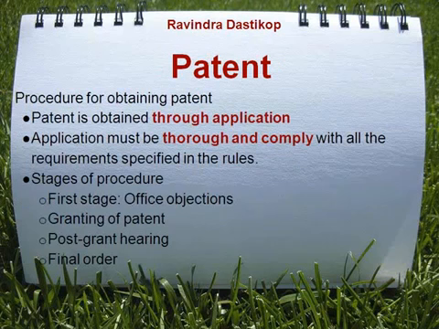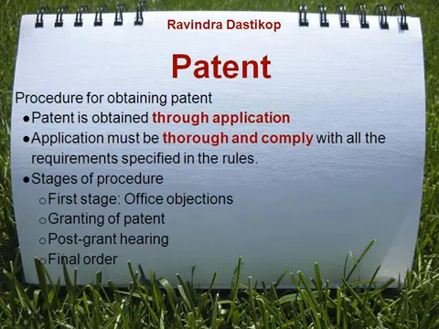Somebody asked me how to get a patent. Here is the procedure. A patent is obtained through an application. That means unlike copyright, you have to apply for it. The application must be thorough and complete. It's like applying for a visa or any other government document. You cannot miss certain columns, certain documents, or certain information.